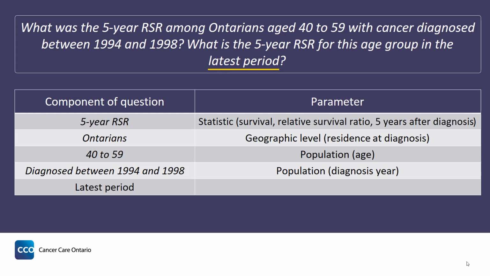This indicates that we will need to repeat the analysis using a different approach called period survival, which allows us to estimate 5-year RSRs even for cases in our dataset that do not have the full 5 years of follow-up. Keeping these parameters in mind, let's open up SEER Stat.